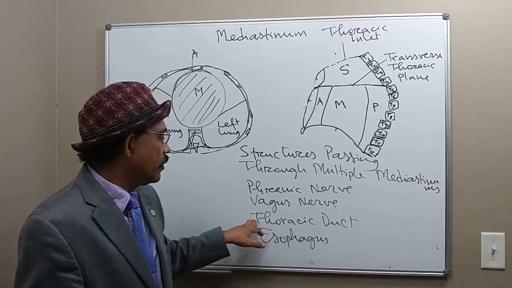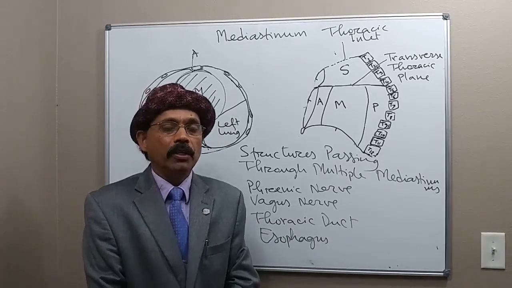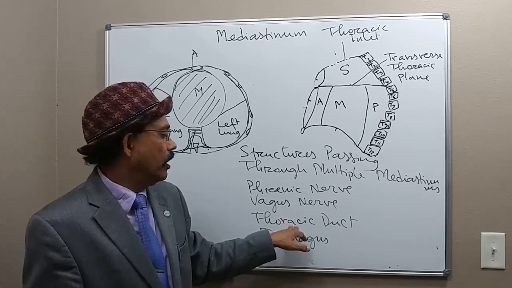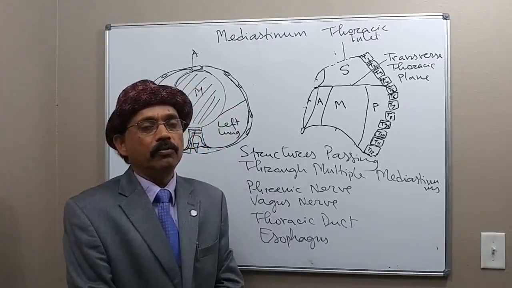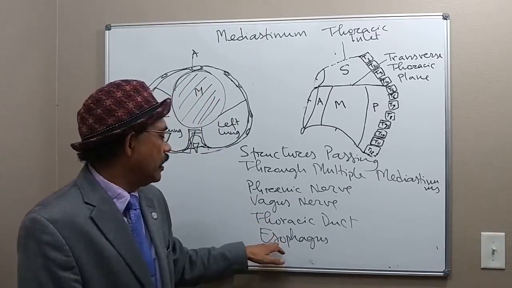Then thoracic duct, it is formed at vertebral level L1 in the abdomen, a content of the superior mediastinum and root of the neck, and the lymph is ultimately dumped into the junction between the left internal jugular vein and left subclavian vein.